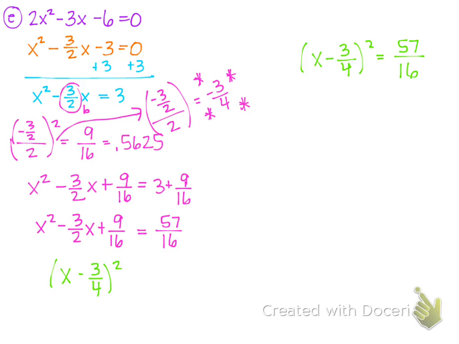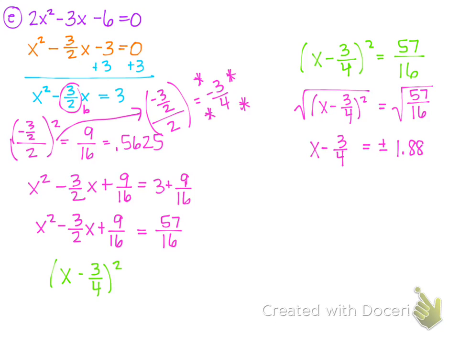Now, last step, we need to solve. So we're going to take the square root of both sides. And what we end up with is x minus 3/4 equals plus or minus, and let's just go ahead and write it as a decimal. Let's make everybody happy. So we've got 1.887. So from here, let's write our two equations, and we're almost done.